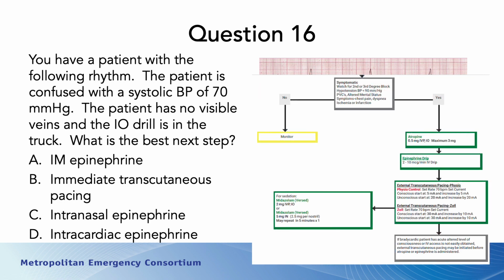So here's the protocol, and if you look at the bottom right, we threw this in there: altered LOC, IV access not obtainable. You can go to transcutaneous pacing immediately. So the option here is B. If you do this, the patient starts getting some discomfort because they're now perfusing. They don't like the transcutaneous pacing. You can use some midazolam intranasally if you need to sedate the patient.